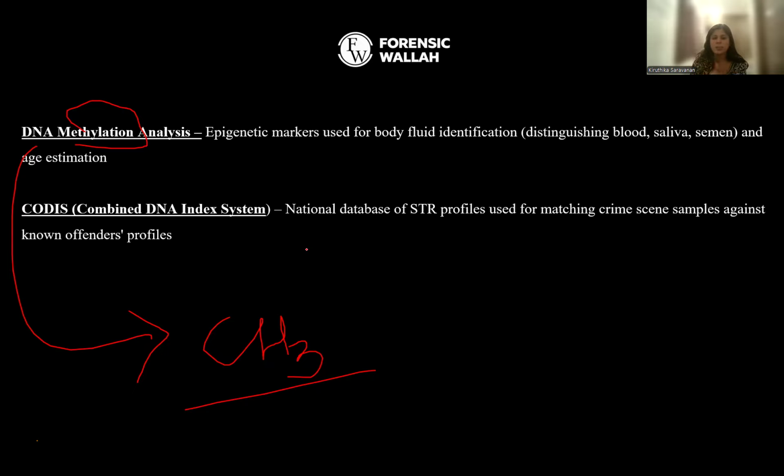Then we have CODIS, the Combined DNA Index System. It's the national DNA database where the DNA profiles of offenders and others are stored. For easy analysis and comparison, we have CODIS.